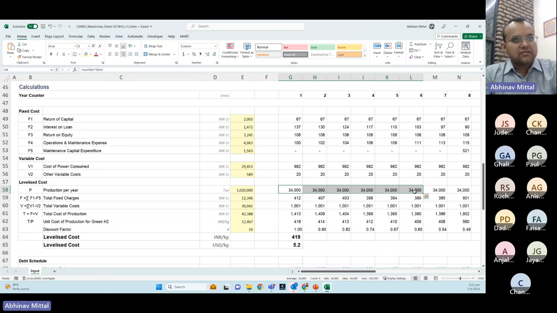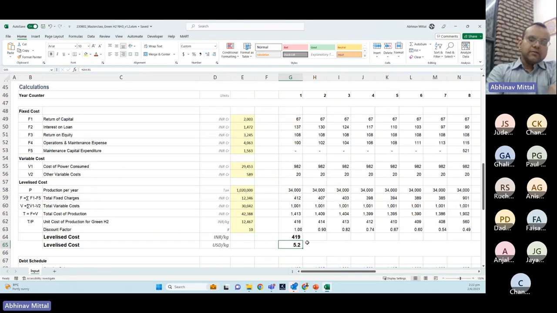So you come to the levelized cost, and assuming a discount factor of 10%, the levelized cost comes out to be around 5.2 USD per kilogram. Now this becomes an important number, because any discussions that a developer would have with an end user or an offtaker would be around this number. And this would determine the offtake agreement. So the lower you can get this cost, the better chances of getting an offtake agreement.